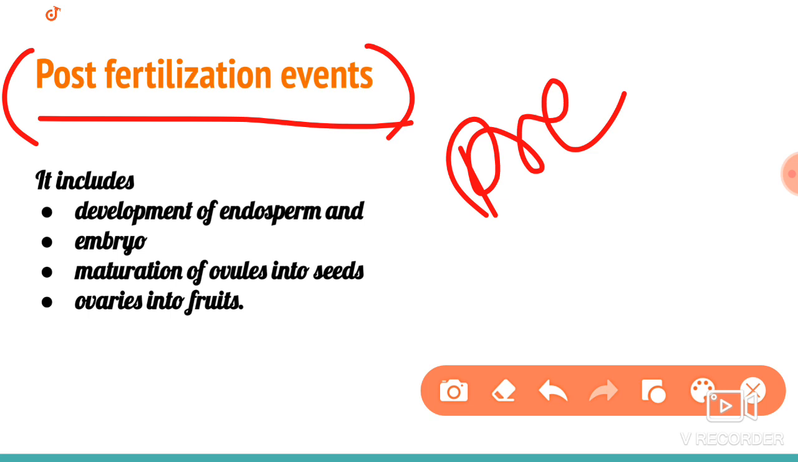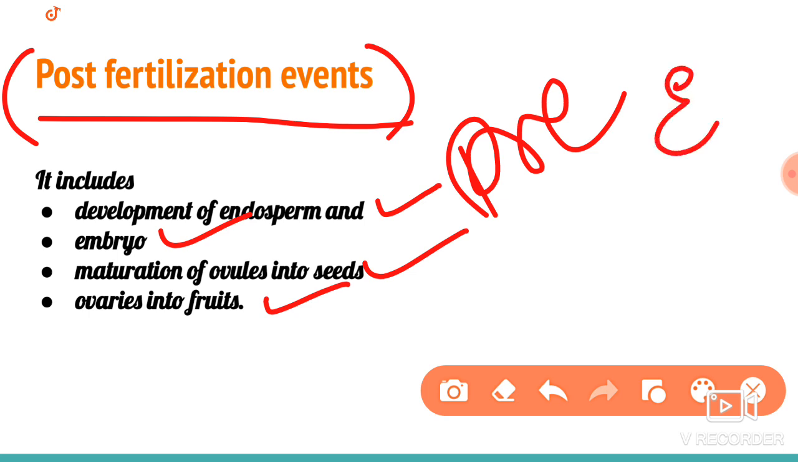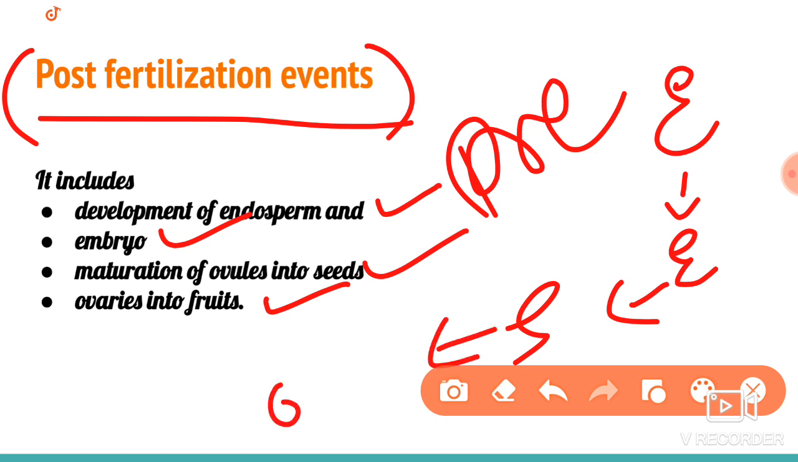A series of events we can see in case of post-fertilization. A total of 4 are going to happen here. One is development of endosperm. Second, development of the embryo. Third, maturation of ovules into seeds. Next, ovaries into fruits. Okay, first there is a formation of endosperm. Next, there is a development of the embryo. Next, ovules are going to form seeds, and then the ovary is going to form a fruit. Okay, this is the thing.